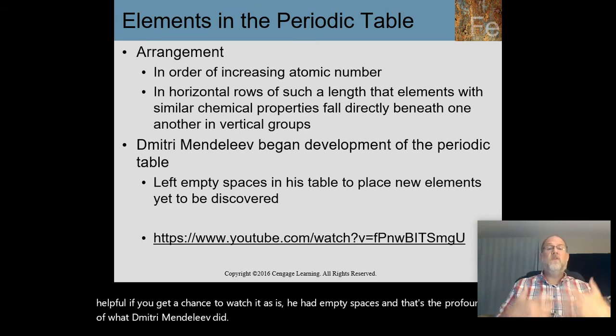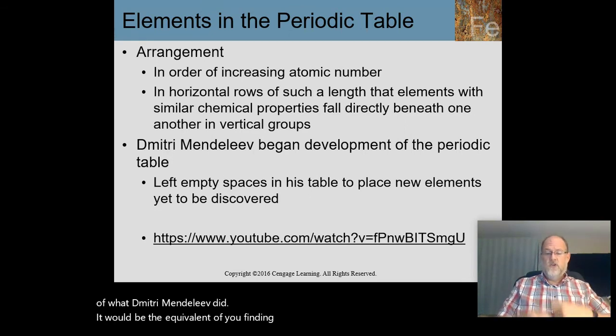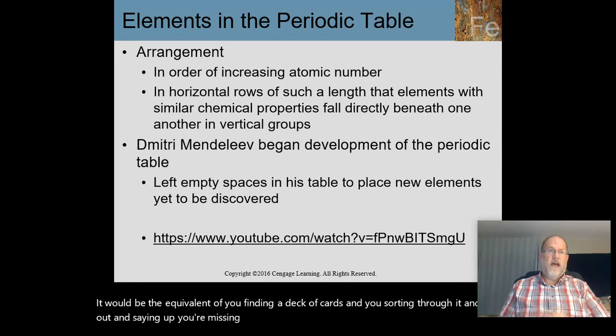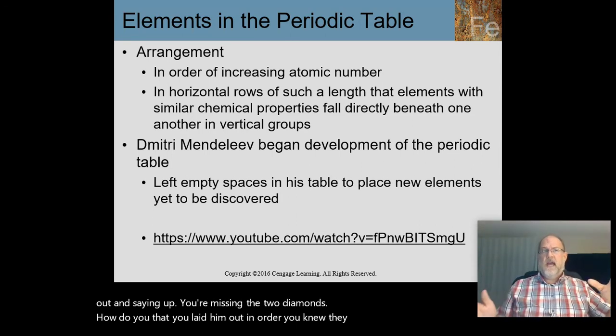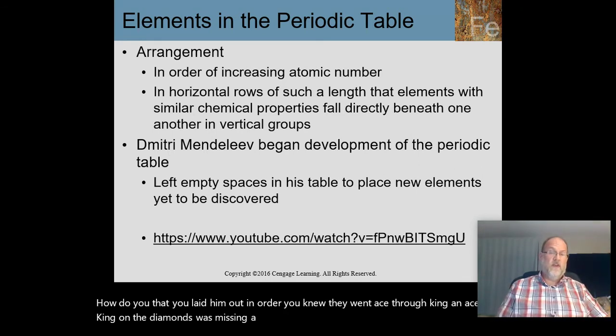It would be the equivalent of you finding a deck of cards, sorting through it and laying it out, and saying, "Oh, you're missing the two of diamonds." How'd you know that? Well, you laid them out in order. You knew they went ace through king, and ace through king on the diamonds was missing a spot. That was where the two goes. You say, "Well, you're missing a two of diamonds."